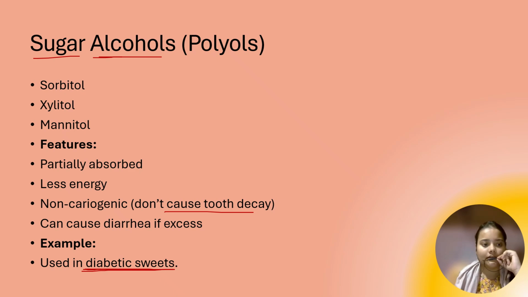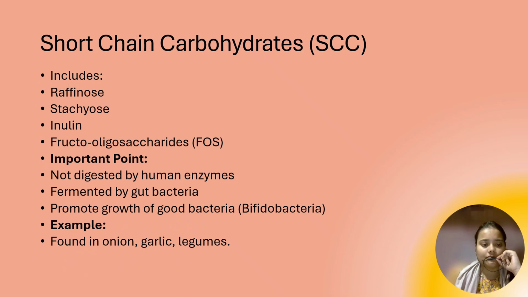Next, coming to short chain carbohydrates. This includes raffinose, stachyose, inulin, and fructooligosaccharides, FOS. The important point is that they are not digested by human enzymes, are fermented by gut bacteria, and promote growth of good bacteria. These are found in onion, garlic, and legumes.